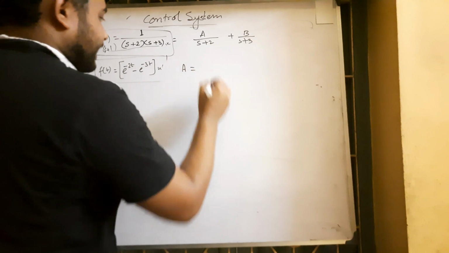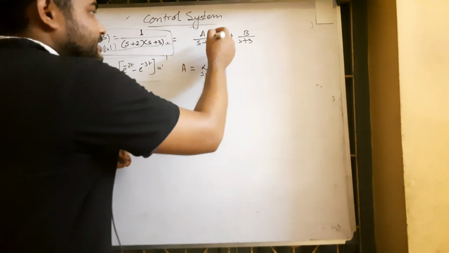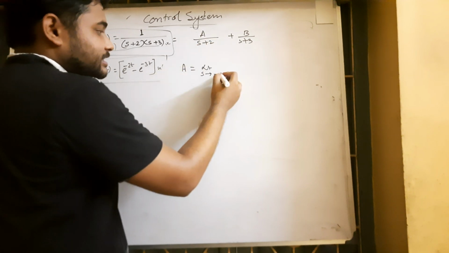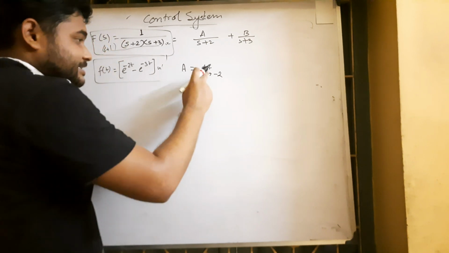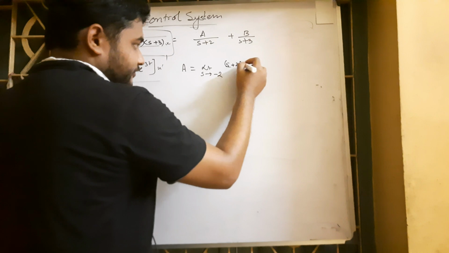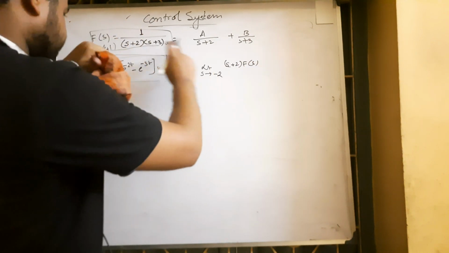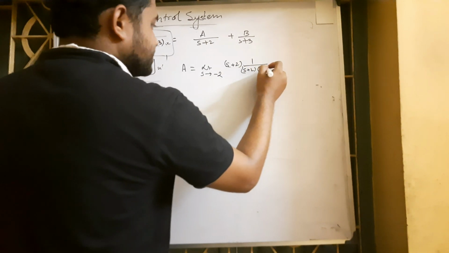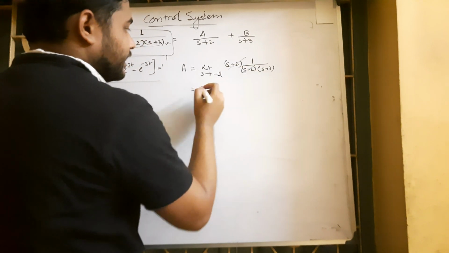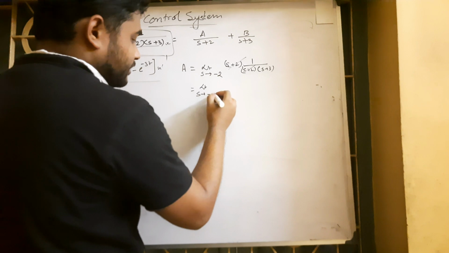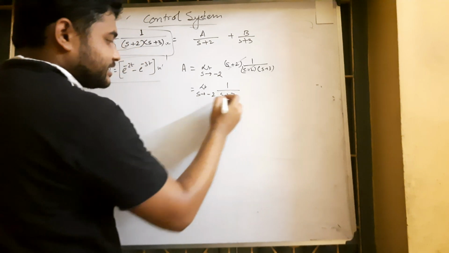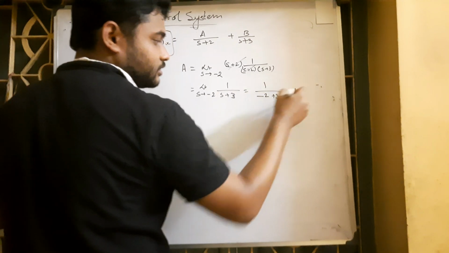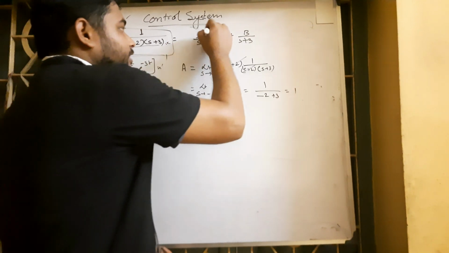What is A? A is the limit as s tends to minus 2 of (s plus 2) times F(s). F(s) is 1 by (s plus 2)(s plus 3), so the s plus 2 gets cancelled, and you are left with the limit as s tends to minus 2 of 1 by (s plus 3). Now put s equals minus 2: minus 2 plus 3 is 1, and we got a value of 1.